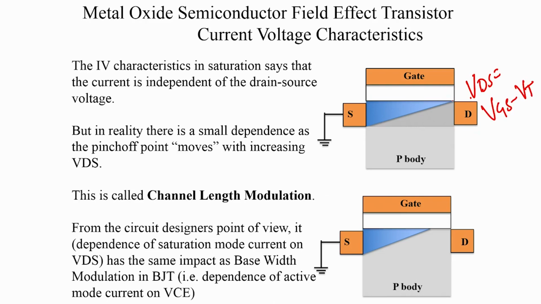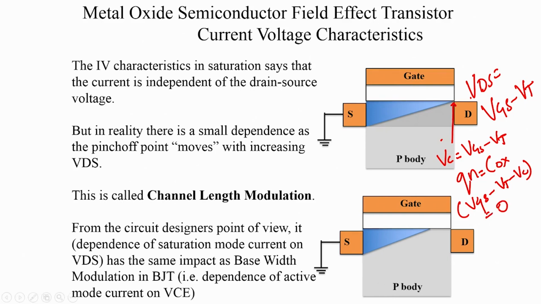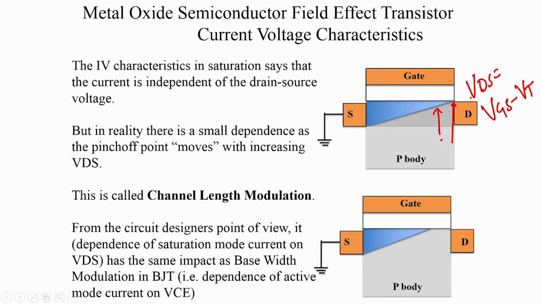At this point, only this region of the channel has the channel potential equal to VGS minus VT, and therefore my Qn, which is Cox into VGS minus VT minus Vc, is now 0. It is only that point which has got 0 electrons. Everywhere else the channel potential is less than VGS minus VT, because the maximum value it could take is VDS equal to VGS minus VT.